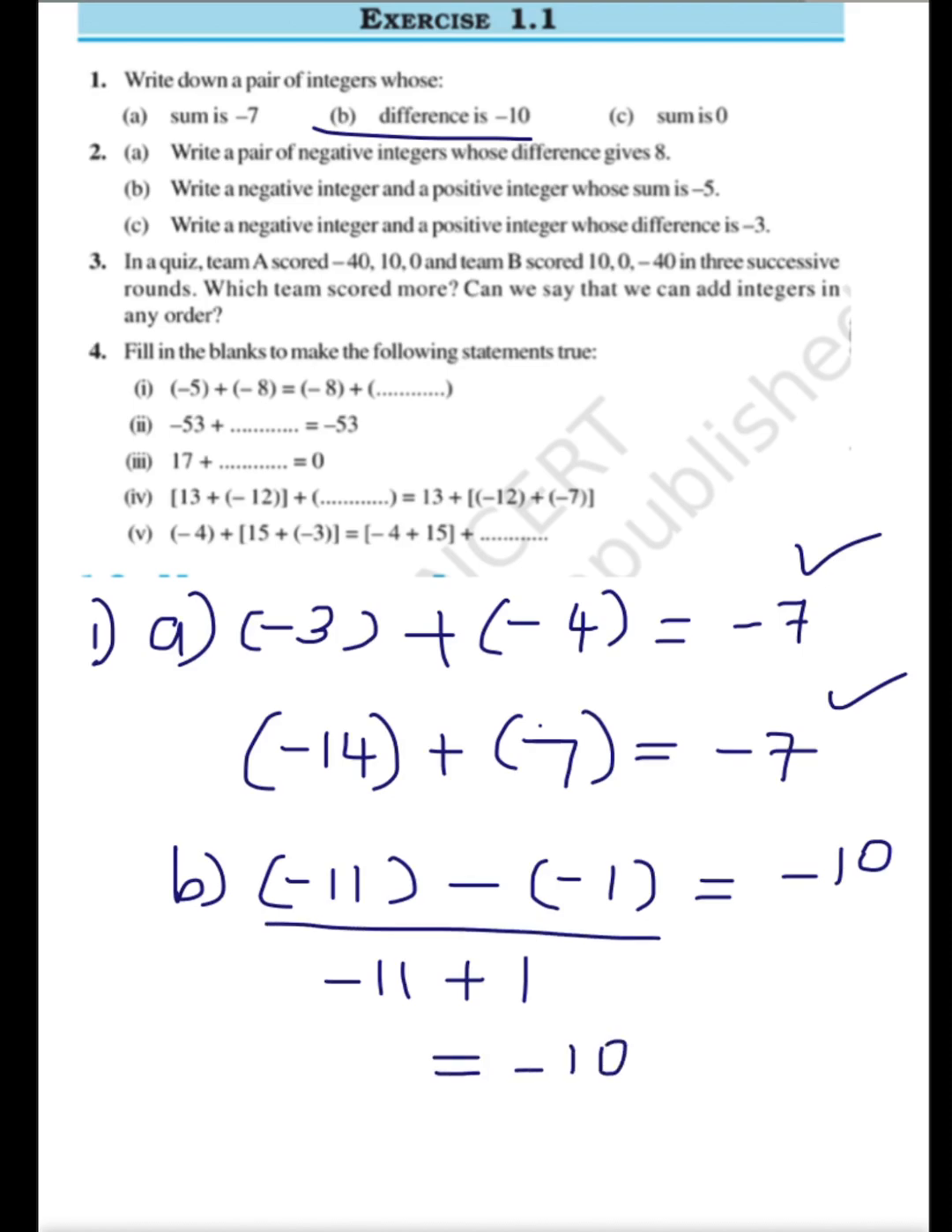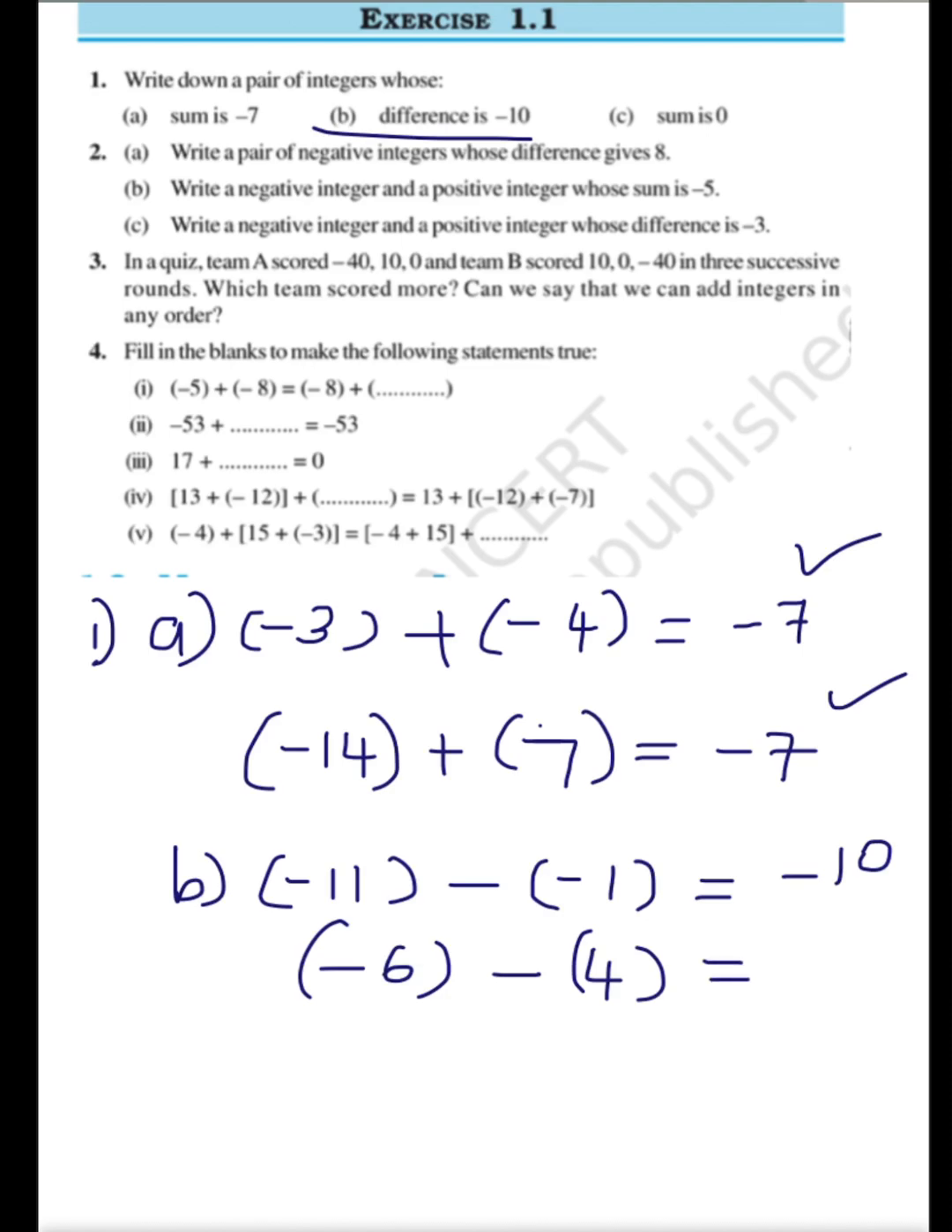So this is a pair. You can use this pair. Why? Because minus 11 minus 1 is equal to minus 10. Or you can use some other pair also. For example, minus 6 minus 4. What is minus 6 minus 4? Minus 6 minus 4 is minus 10. So this is also correct and this is also correct. You can use any of these.